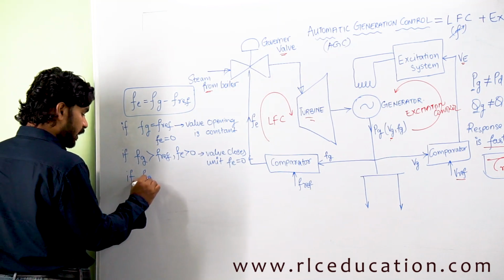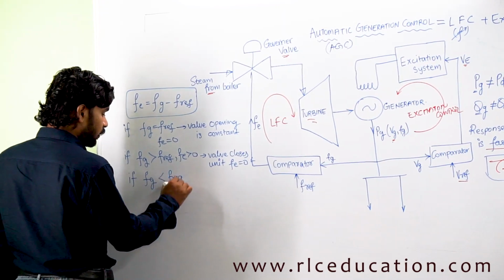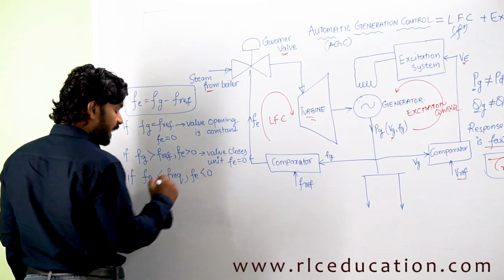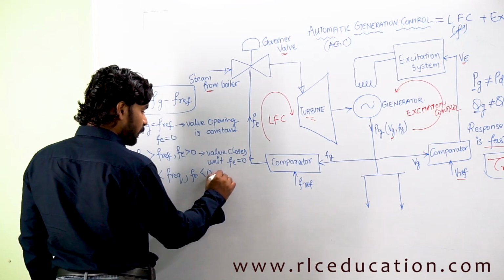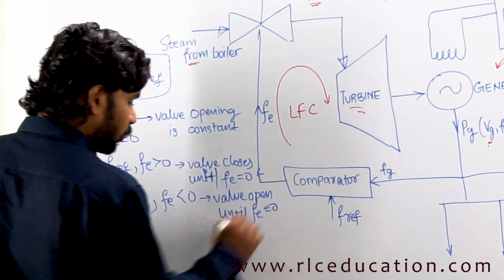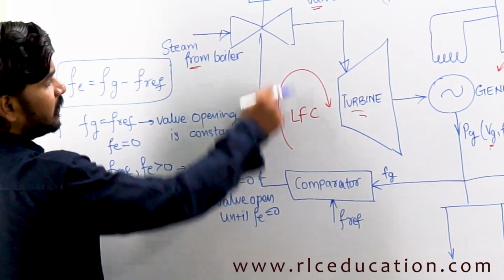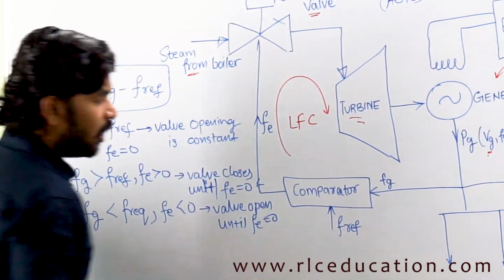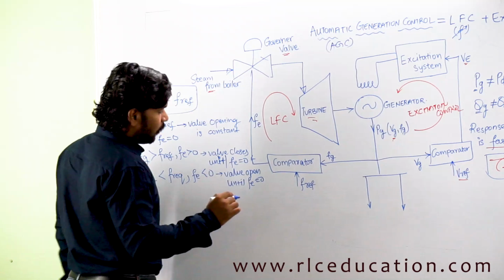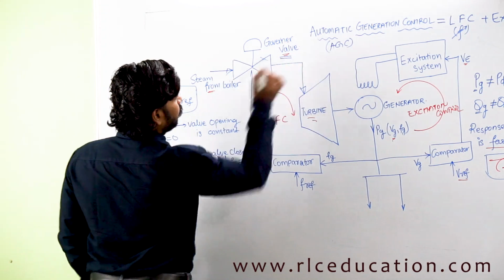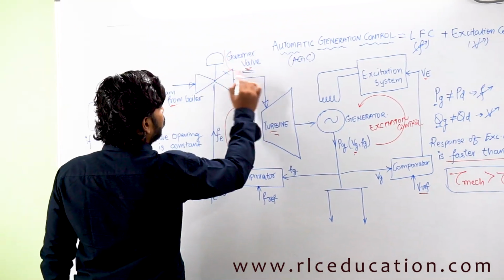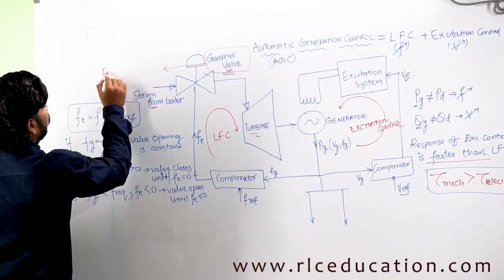Next case is if the generated frequency is less than the reference frequency. That means frequency is falling, which means more loading is there in the system. So what happens to the error signal? The error now becomes negative. When the error becomes negative, the valve will open further, even more, until the error becomes 0. In this way, this error signal will be controlling the governor valve, and in this fashion the load frequency control mechanism will be functioning. The next concept we will see is the basic component of this load frequency controller, the governor valve. An example of the governor valve mechanism is called the fly ball mechanism.